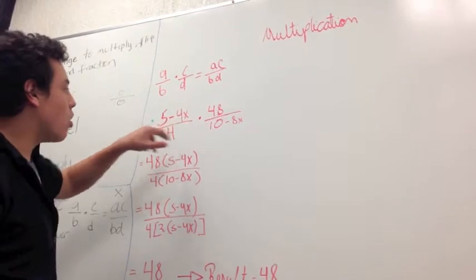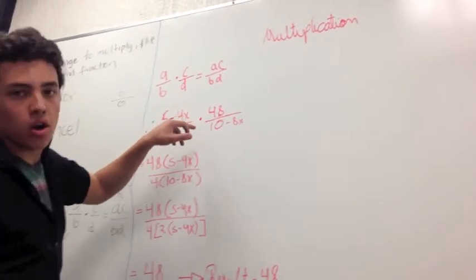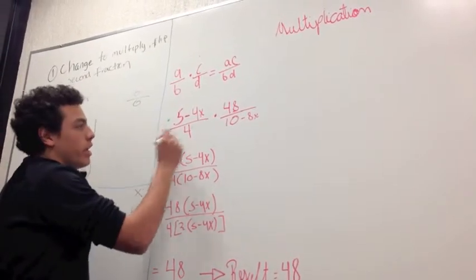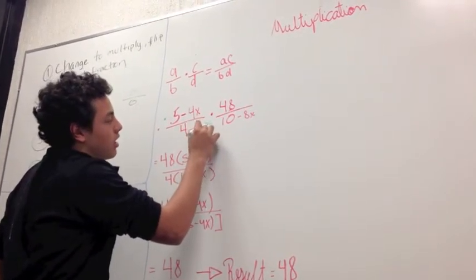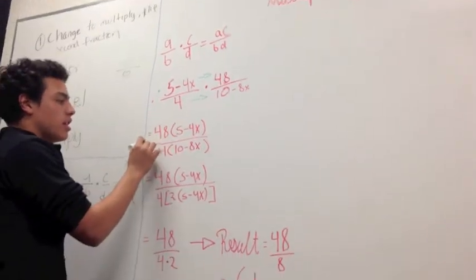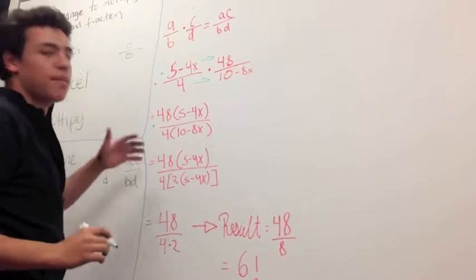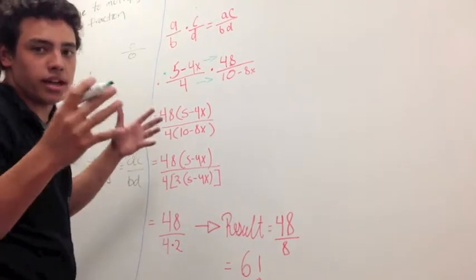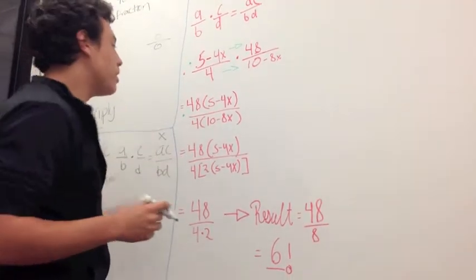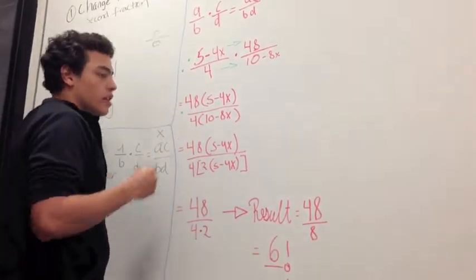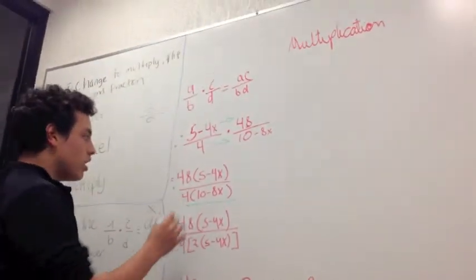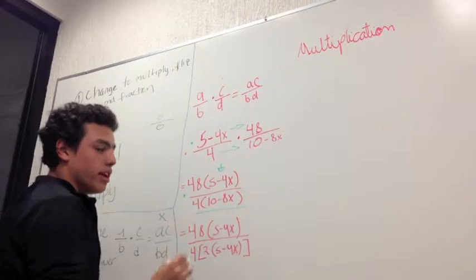5 minus 4x over 4 times 48 over 10 minus 8x. So we multiply with a line, and this will yield this. We're keeping the result in an expanded way, so if we want to further cancel terms, we can do it. So we have this. So we can simplify the denominator further. Not this one. This is already simplified.